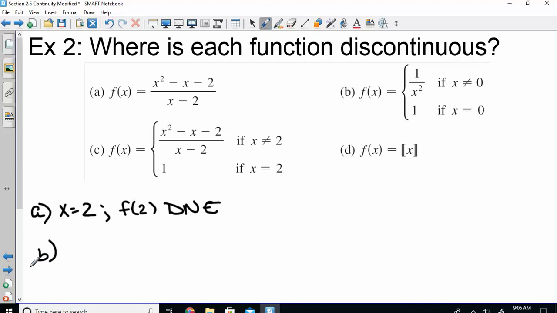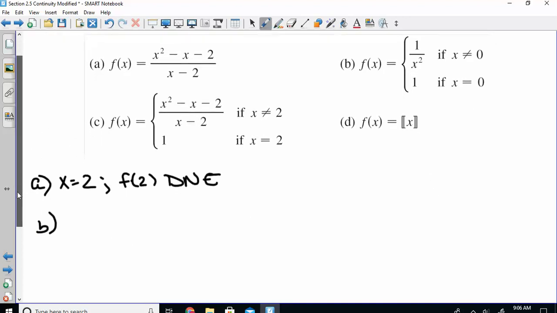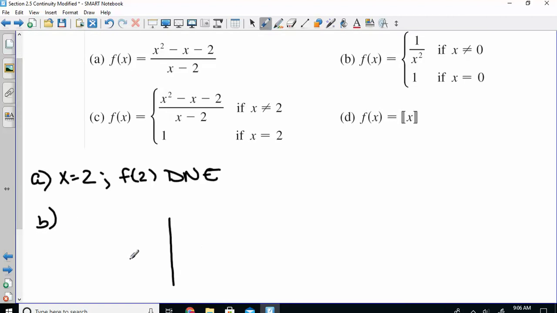Okay, B. Where might we have a problem here? 0. Let's sketch a quick graph and see if we're right. You're on the first one if x doesn't equal 0. So if you put in a 1, get out 1. If you put in a 2, you get 1/4. Put in 1/2, you get 4. The negatives give you the same thing.